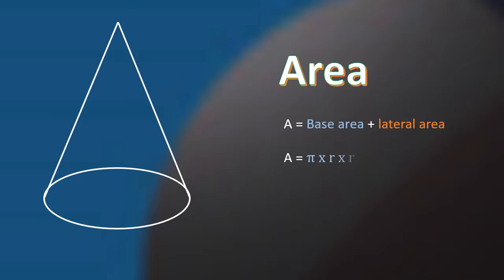We are going to learn about the surface area of a cone. The surface area of a cone is equal to base area plus lateral area, which is equal to pi times r times r plus pi times r times s. This is the radius and this is the height. Don't forget, s is the slant height.